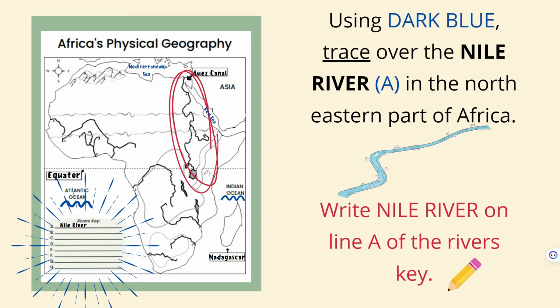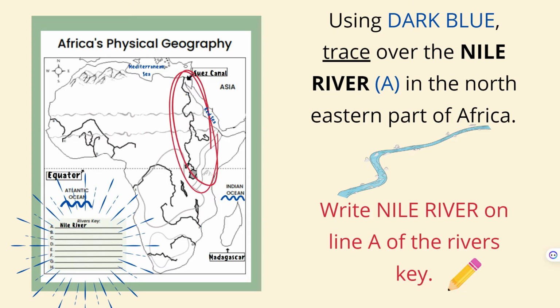As we move through the remainder of the map, we're going to focus on Africa separated into regions. This region is North Africa. North Africa is known for a lot of different physical features. We're going to start by labeling the Nile River.